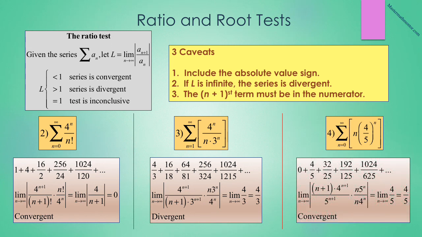Number 4 reads summation n equals 0 to infinity of n times 4/5 to the n. We know that 4/5 to the n is a convergent geometric series, but when we multiply that by n, that might change things. We write out the terms and we get 0 plus 4/5 plus 32 over 25 plus 192 over 125 plus 1024 over 625.